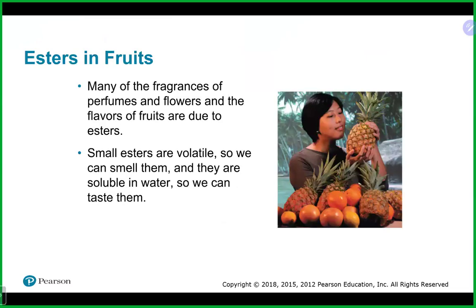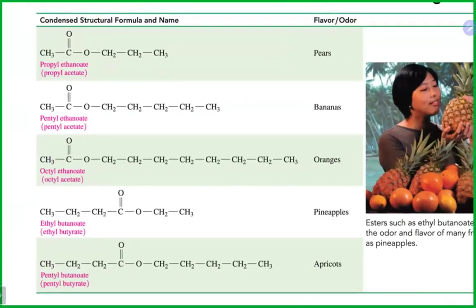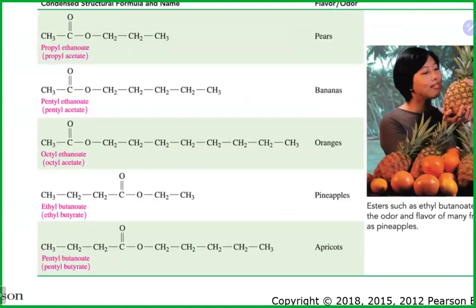All right, so as I mentioned earlier, esters are responsible for a lot of smells and fragrances. Here's a table from your book with some of that. You can see here propyl ethanoate is responsible for pears. Pentyl ethanoate, again, bananas, oranges, octyl ethanoate, and ethyl butanoate, pineapples and apricots. On each of these, if we were going to name it, we're just going to break them all right there at the single bonded oxygen. And always towards the double bonded is going to be our carboxylic acid side, and the other is our alcohol side.